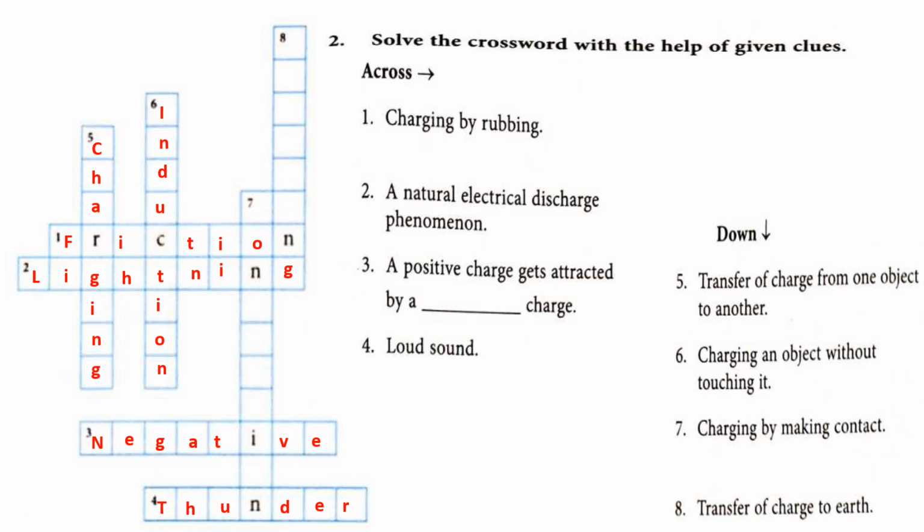Charging by making contact. Already the alphabets are given: O, N, I, N. So based on that we can write conduction. Eighth one, transfer of charge to earth. Already N and G, the clue is there here. So based on that we can write earthing.